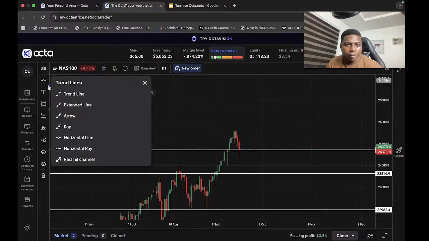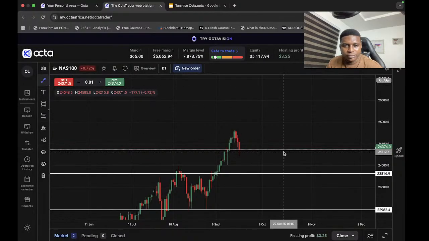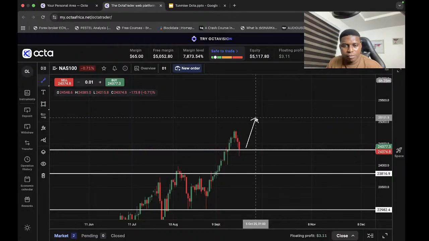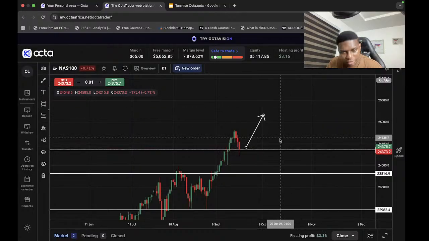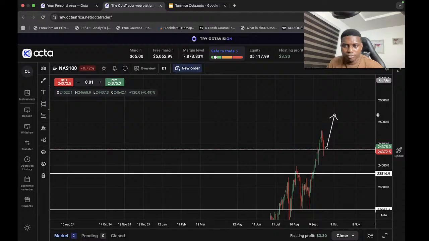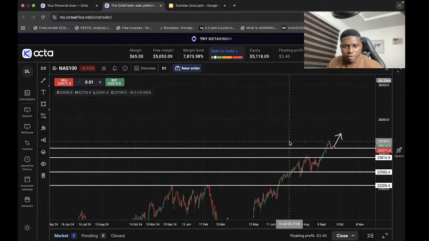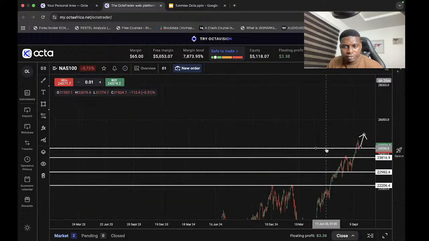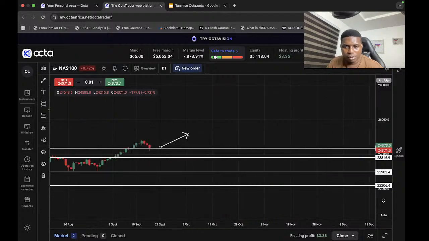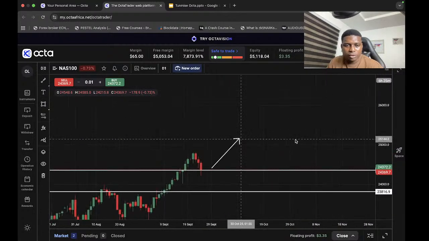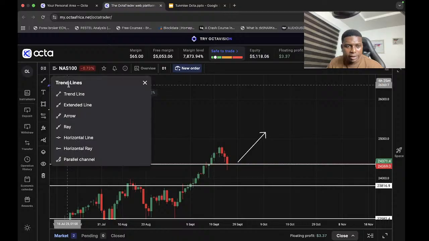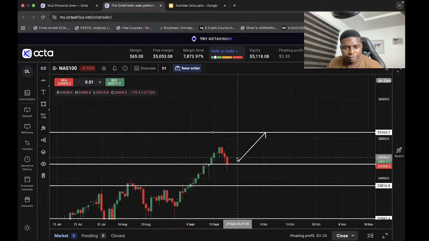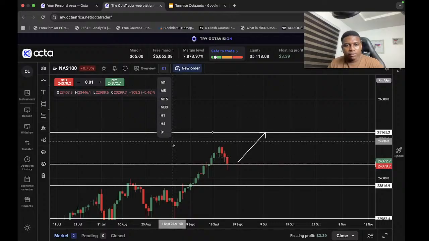So this is what I see happening. Okay, this is what I see happening. All right, so I see NASD going higher. So let's go down to the 4 hours time frame.